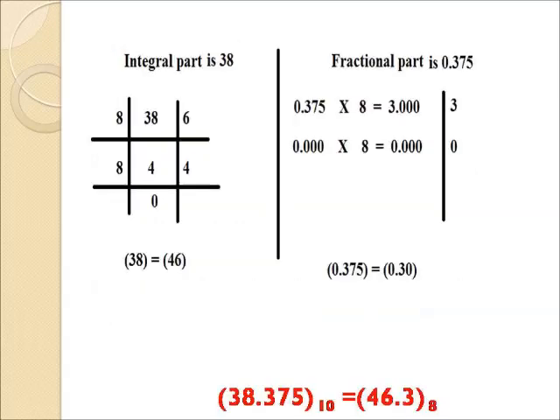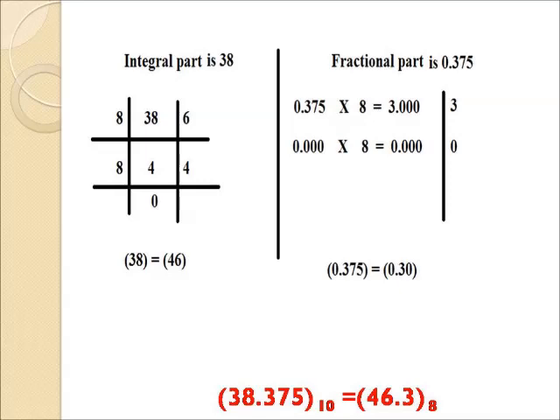Here you can see the steps. The integral part is 38, the fractional part is 0.375. First we are dividing 38 by 8. 8 into 4 is 32. We have the remainder 6. Again, if we try to divide 4 by 8, we cannot divide, so 4 we write as it is. Arranging the remainders from bottom to top, it will be 46. So 38 in decimal, the equivalent octal is 46.